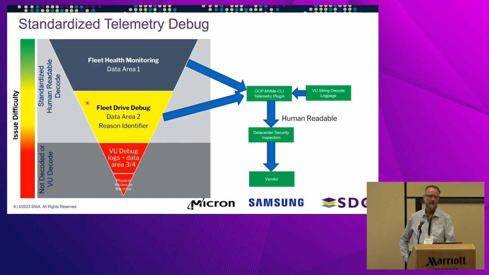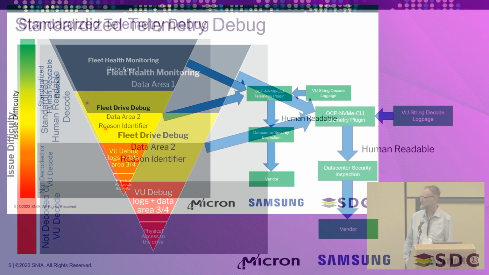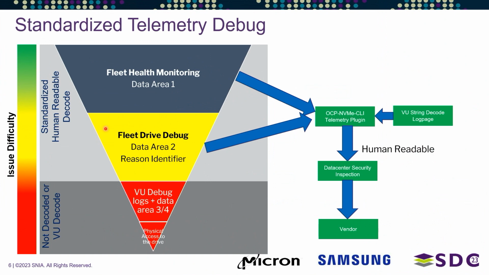Debug works the same way, other than now we pull in data area 2. And data area 2 would then identically get brought in. This would be in a case when the drive has run into a failure case. We pull in the additional debug level information, reason identifier data. It will get decoded and made available to the vendor for analysis.